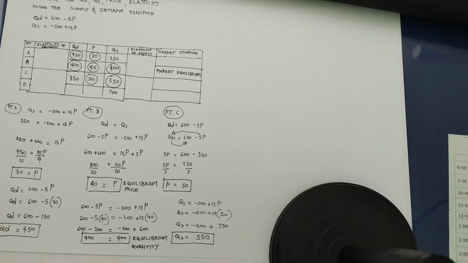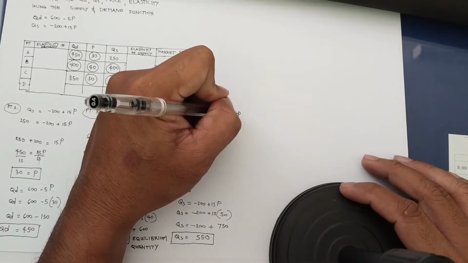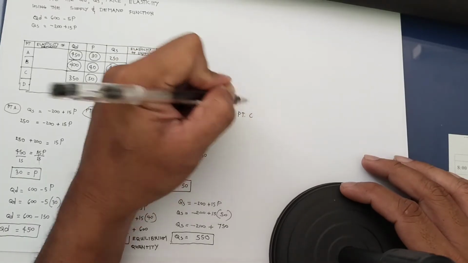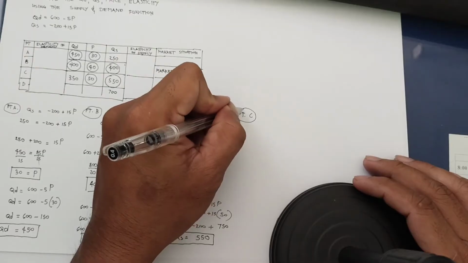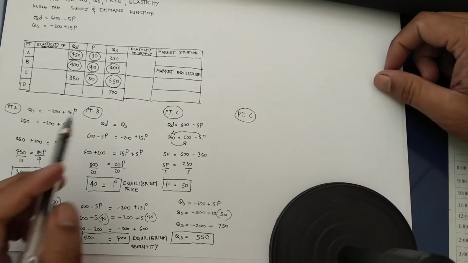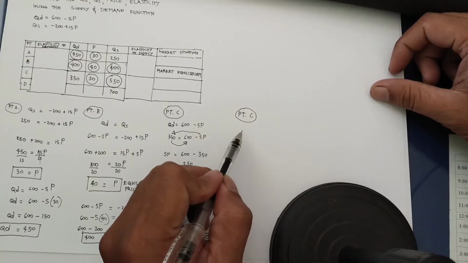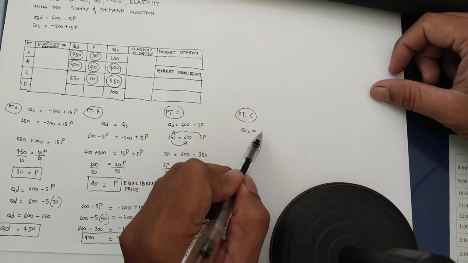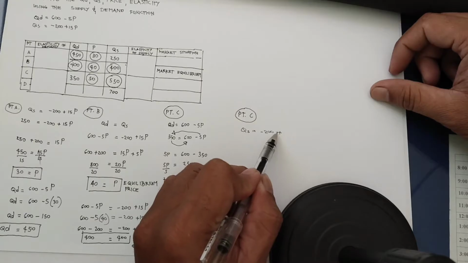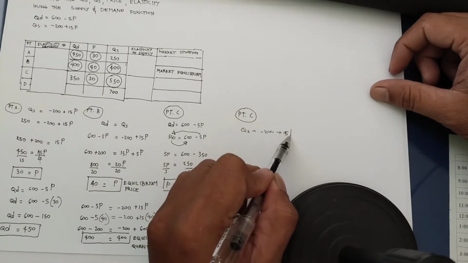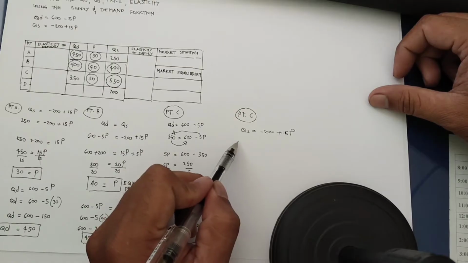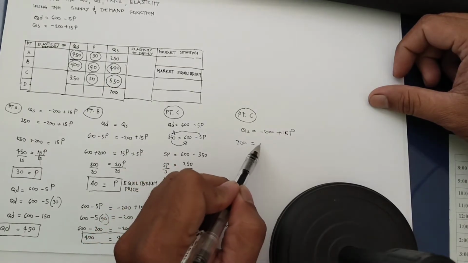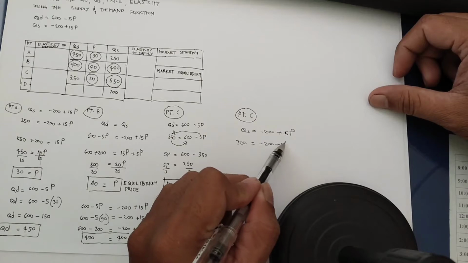Okay. Next is price and quantity demand. So we need to look for the price here. So we will use the QS, since QS is given. So we have point C. Okay. So at point C, QS is equal to negative 200 plus 15p. Okay, so we have 700 is equal to negative 200 plus 15p.